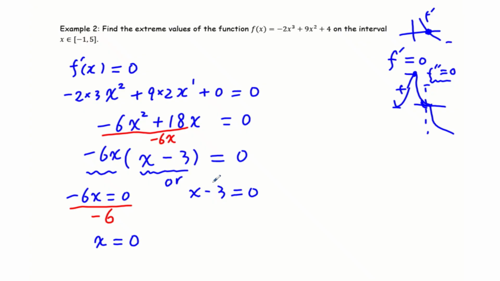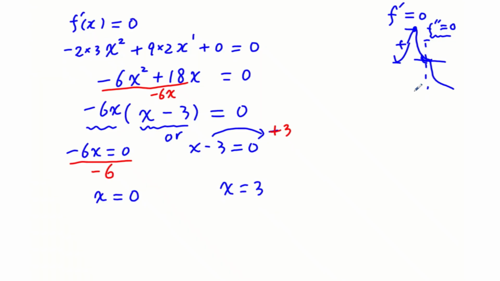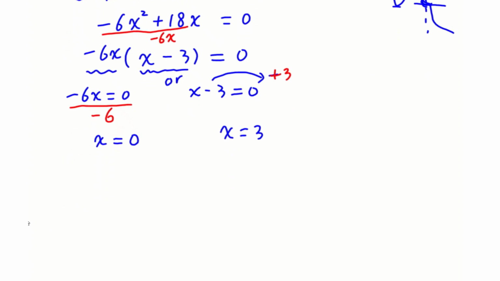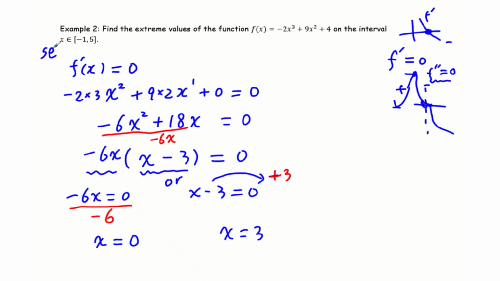Then for the second one, isolate x, move the -3 to the other side. The opposite operation is +3. Then we have x equals 3. So these 2 points will be the turning points on the graph. So this is step 1: we solve for the derivative equals 0.